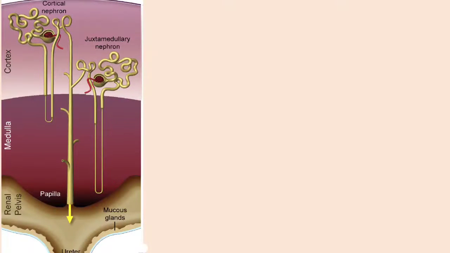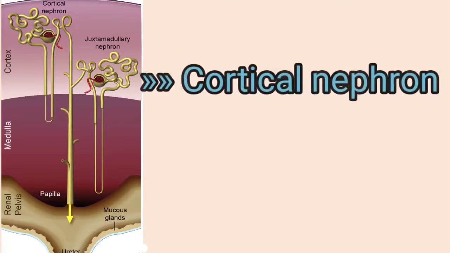The PCT and DCT, that means the proximal convoluted tubule and distal convoluted tubule, are located in the cortical region of the kidney. The loop of Henle is in the medulla, and it is very short and extends only very little into the medulla. Such nephrons are called cortical nephrons.